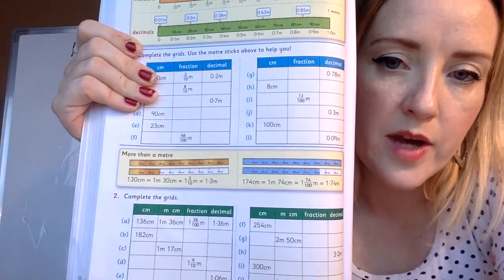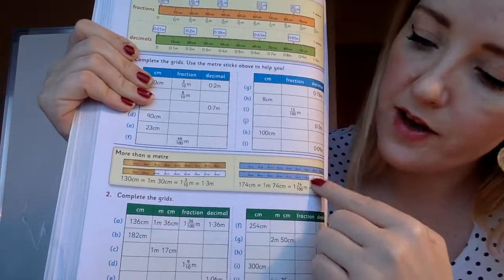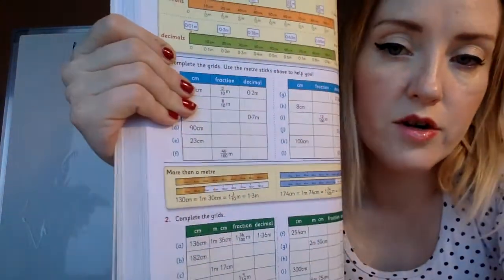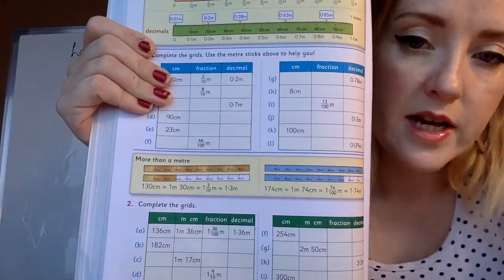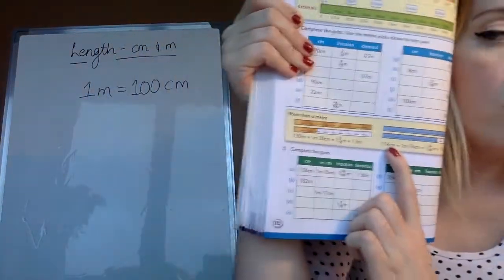So the next one here we have is, you see the full metre stick is coloured in, and then we have a lot of the second metre stick coloured in there, okay? So it's telling us that it's 174 centimetres.